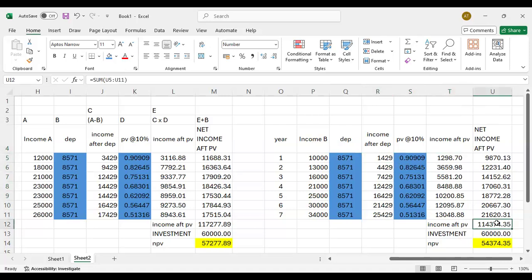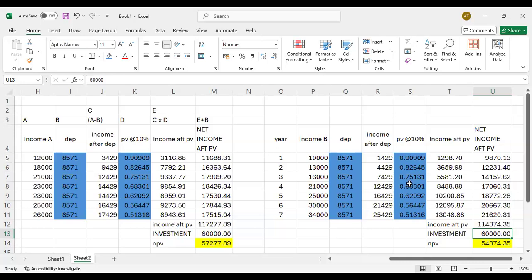Now, if I take the total here, it is 1 lakh 14,374.35. So if I deduct the initial investment, what I find is the income of B is 54,374, whereas the income of A is 57,277. So it means project A is giving better output.